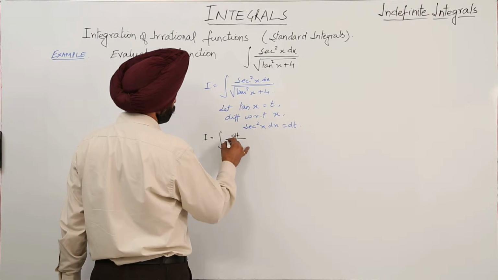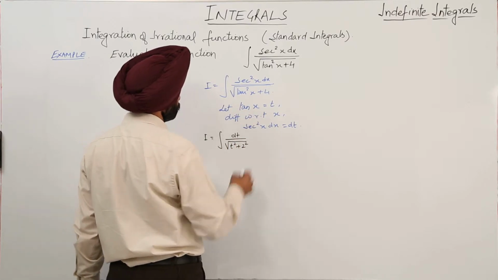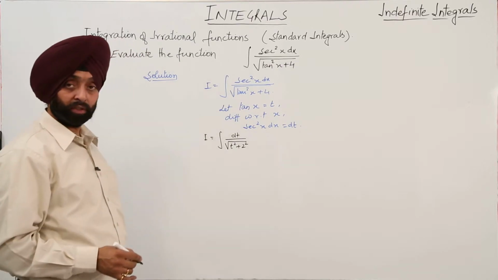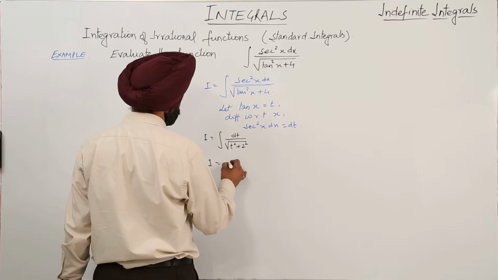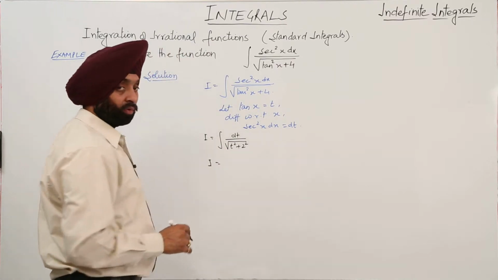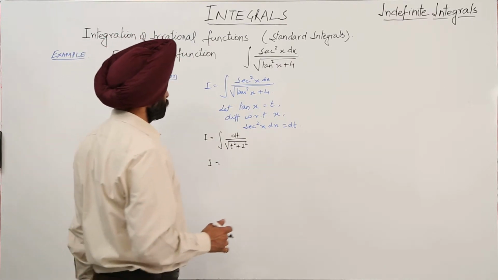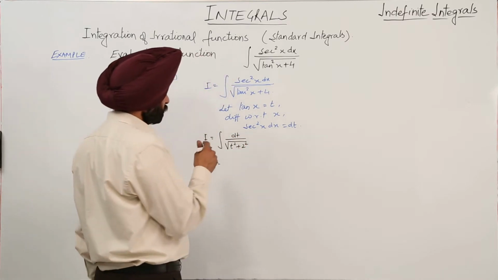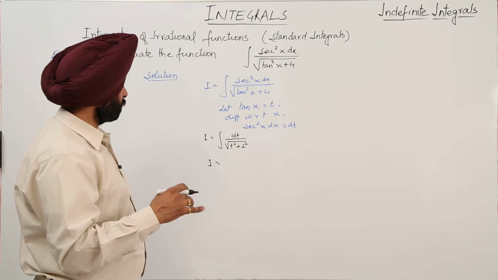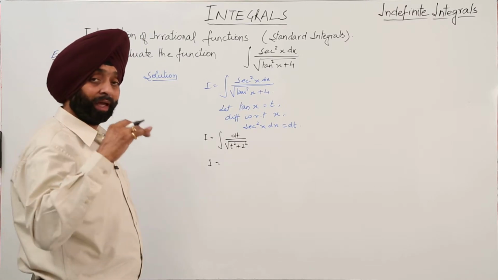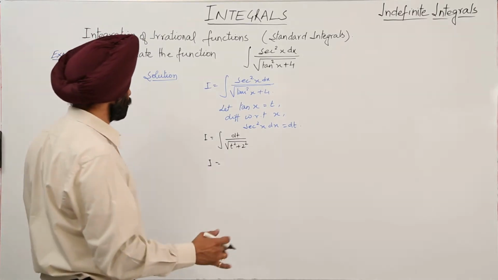dt upon square root of t square plus 2 square. Now if you remember what the formula was, it was dx upon square root of x square plus a square, or a square plus x square, one and the same thing.